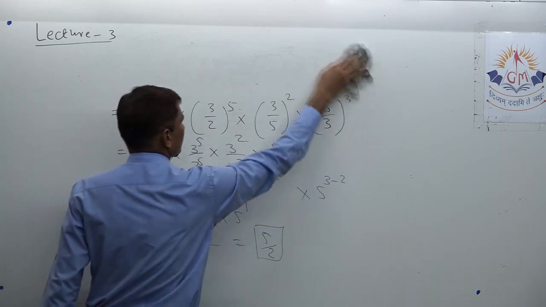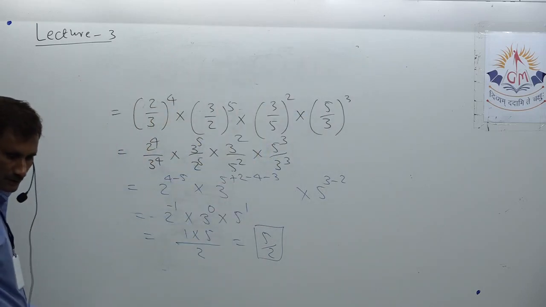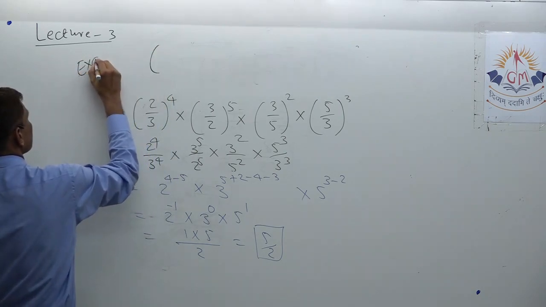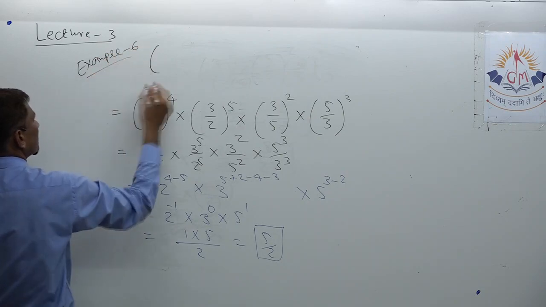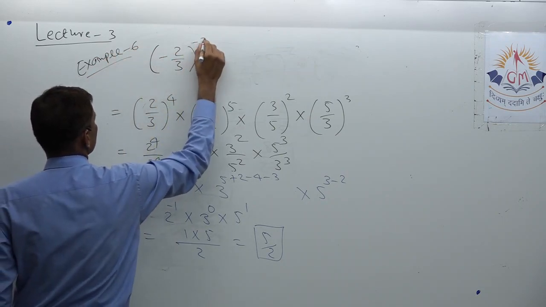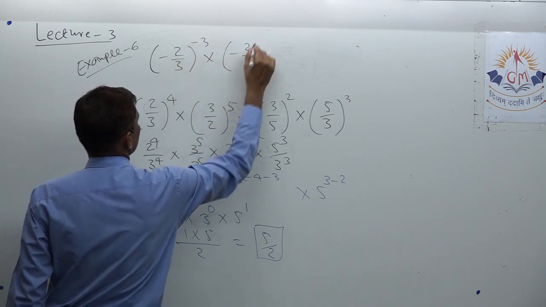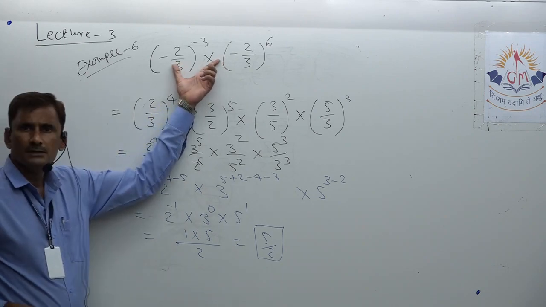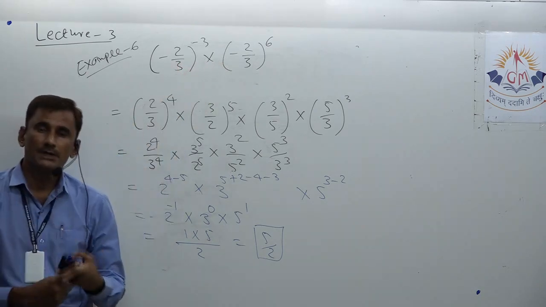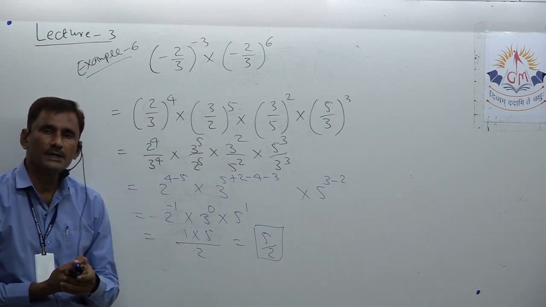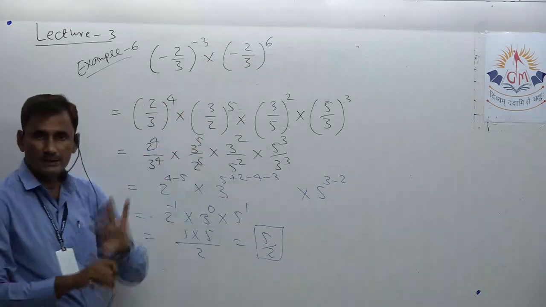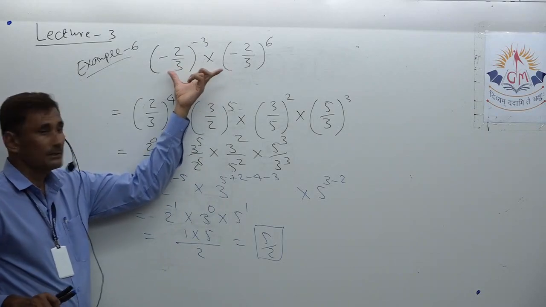Now it is turn of example number 6. Find the value of minus 2 by 3 raised to minus 3 times minus 2 by 3 raised to 6. We have to evaluate. Okay, so now product law is applicable when bases are the same and in between is multiplication. If bases are the same and in between is division, then we can apply quotient law. But in case of plus or minus in between, no rule is applied, both terms cannot be combined.